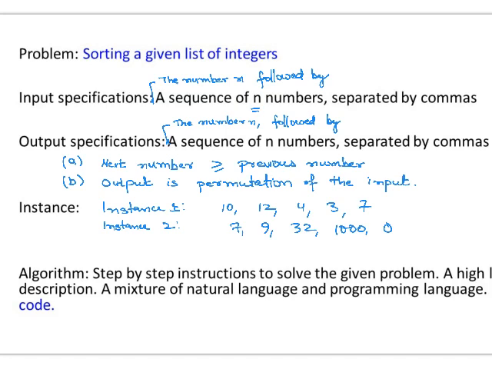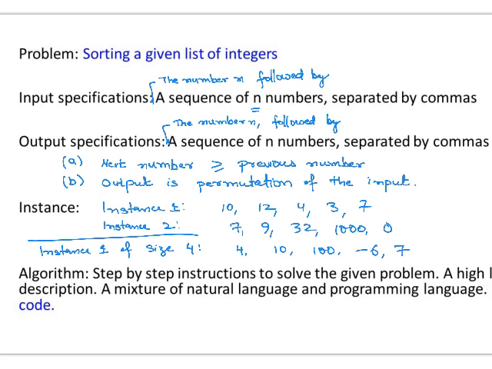So in this case, how will my instances look like? Let's say instance 1 of size, let's say 4. How could it look like? My first number is the number n, which is 4, and then I have the numbers to be sorted. And so this could be instance 1 of size 4.